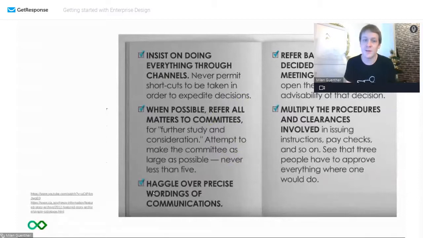This is an example from our friends from the Ready. They are into organization design and designing better organizations. So they collected this list of things, asking in a lot of their trainings, is this something that you are familiar with? Like, do people insist on doing everything through channels? Don't permit any shortcuts. Always do everything by the book.